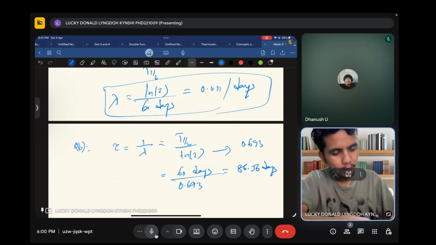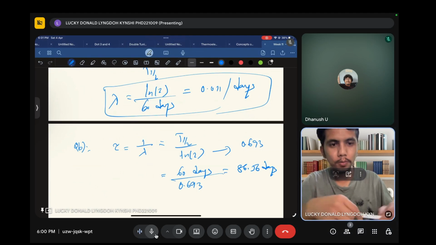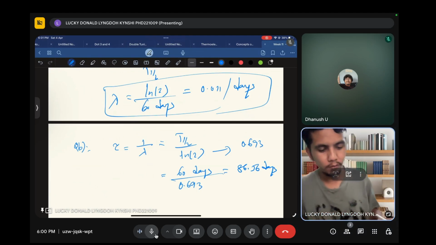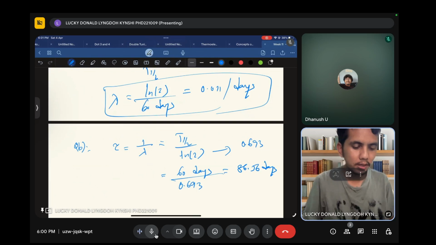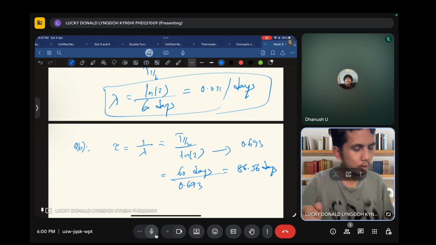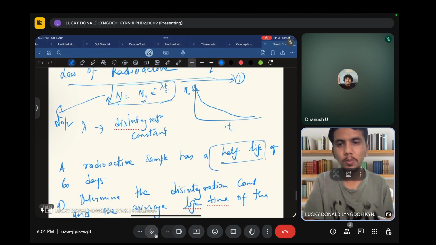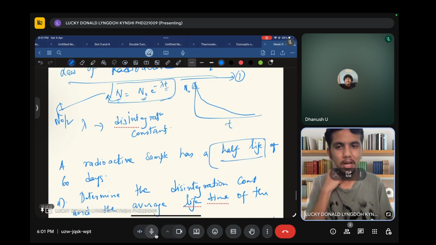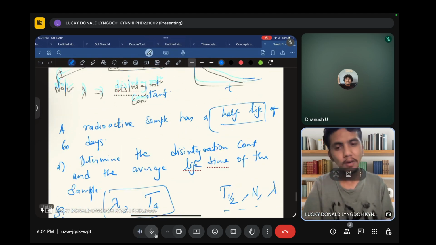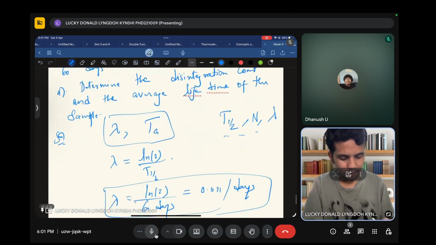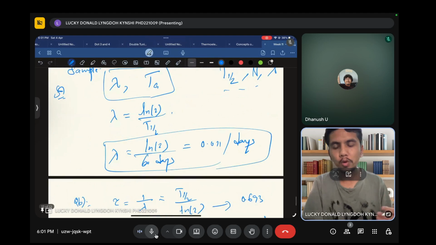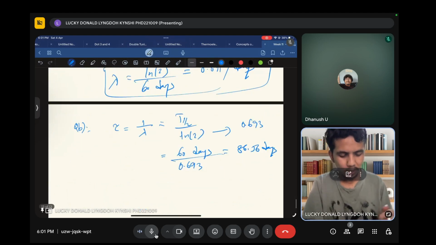So in these problems, what did we find out? We found out that by knowing the disintegration formula, or the law of radioactive decay, how the elements decay using the equation N is equal to N naught e to the power minus lambda t, you can easily calculate the half-life and also the average life. Not only the half-life, you can also calculate the disintegration constant and so on.